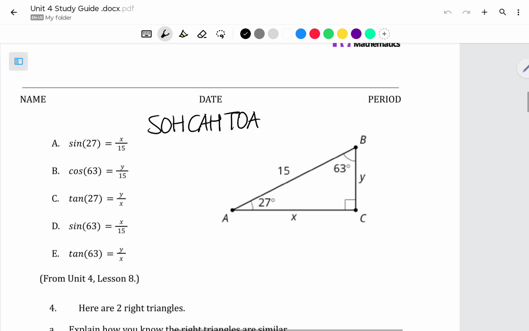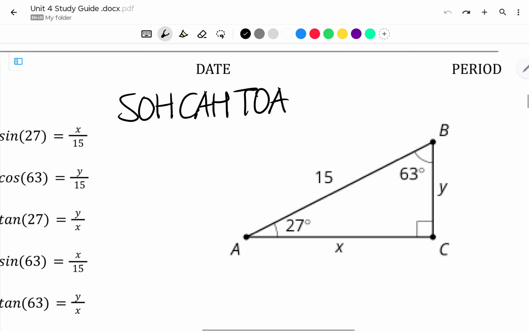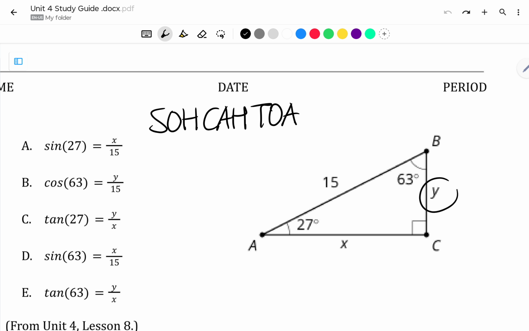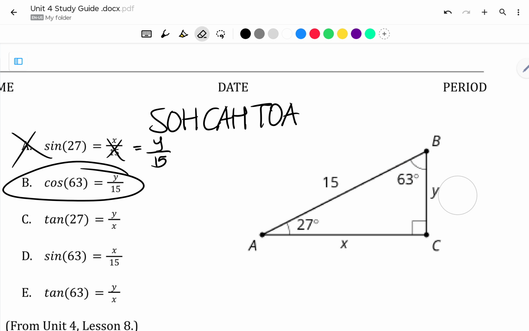SOHCAHTOA. Sine means you're using opposite and hypotenuse. So sine of 27 is opposite, which is y, over 15. Hypotenuse, opposite, hypotenuse. So this should be y over 15, not this. So this is wrong. What about cosine of 63? Now we're looking at 63. Cosine is adjacent over hypotenuse. So yeah, it should be y over 15. This one's good.